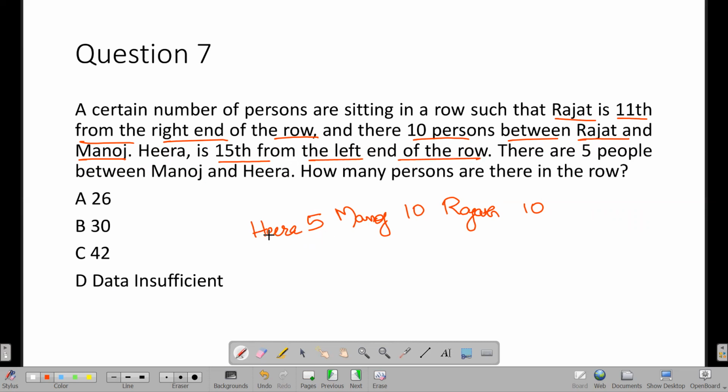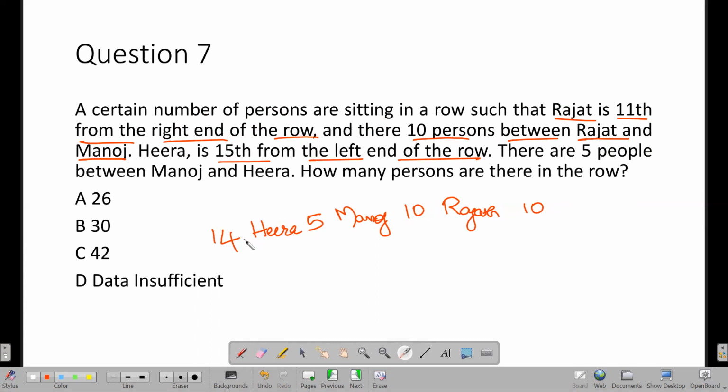Hira is 15th from the left end of the row, which means to the left side of Hira there will be 14 people, right? So now you have satisfied, in one way, all the conditions mentioned here. Look at this. Rajat is 11th from the right end of the row. There are 10 people between Rajat and Manoj. And then there are 5 people between Manoj and Hira. And Hira is 15th from the left end of the row.